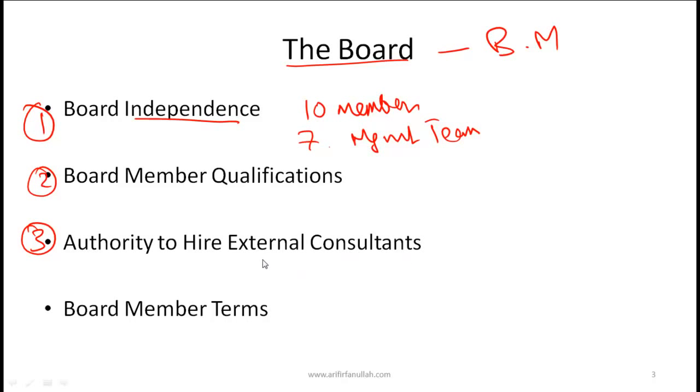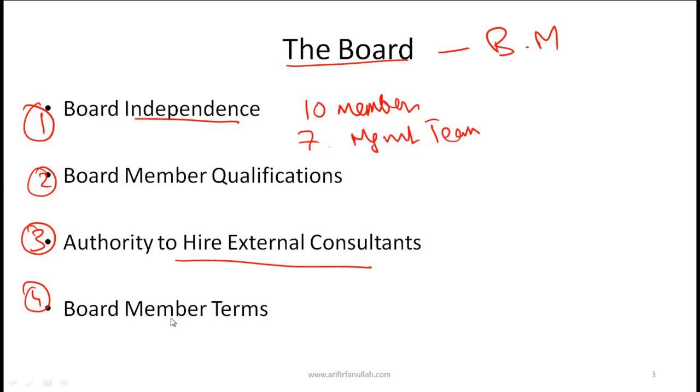Remember, the board represents the shareholders. Management ideally, or management in theory, reports to the board. So the board should be able to hire external consultants for review and evaluation of what the management is doing. And if we as investors see that the board has this authority, that's a good thing. If the board does not have the authority, then that is a red flag for investors.